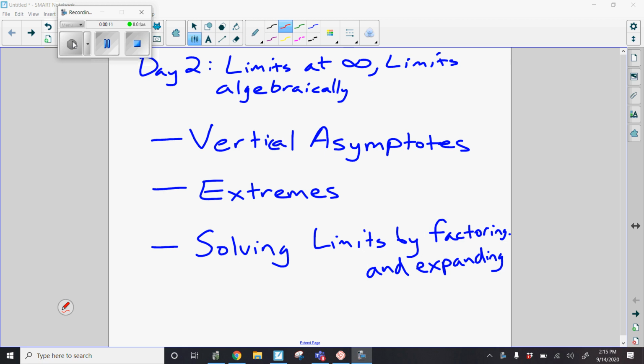Today we're looking at limits at infinity, both limits that can equal infinity and limits as x goes to infinity or negative infinity. And we're going to take a look at solving limits algebraically by two different ways today, by factoring and by expanding.